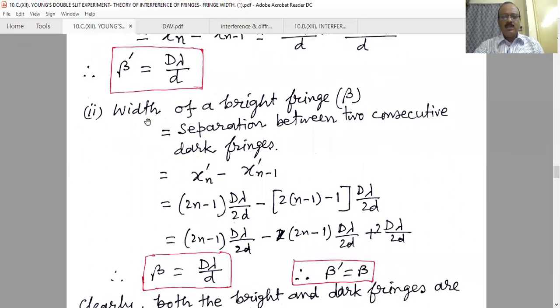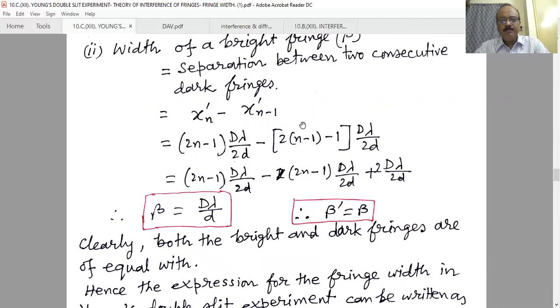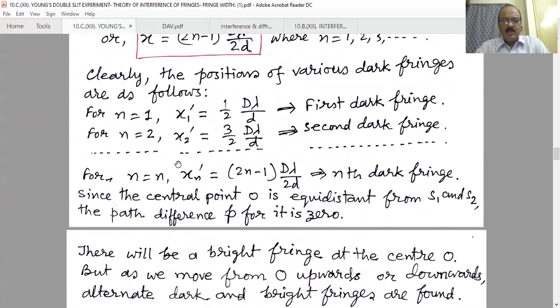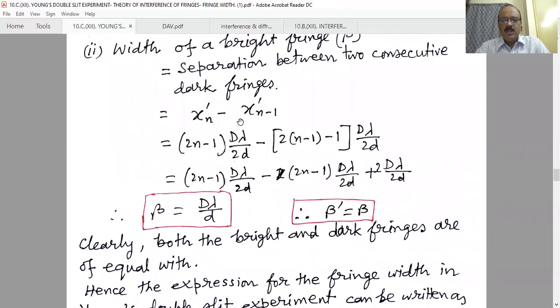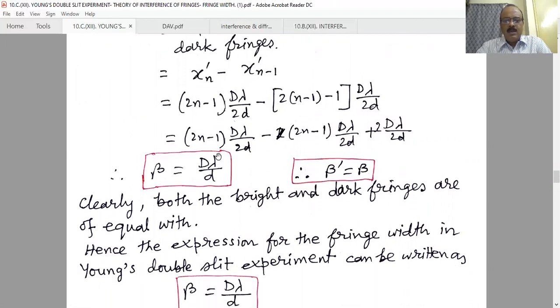And when you are asked to find the width of the bright fringes, then we have to find the distance, or separation, between two consecutive dark fringes, or minima. That is x_n' minus x_(n-1)'. Now, putting the value from this equation for x_n', the position of the nth dark fringe, and in place of n putting n minus 1 for the (n-1)th dark fringe, after the calculation we again get Dλ/d. And it is the width of the bright fringe, that means the distance between two successive minima.